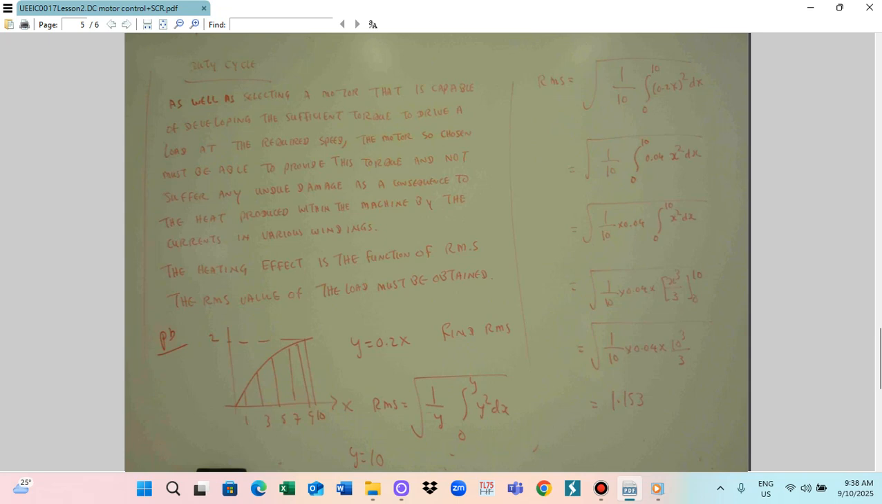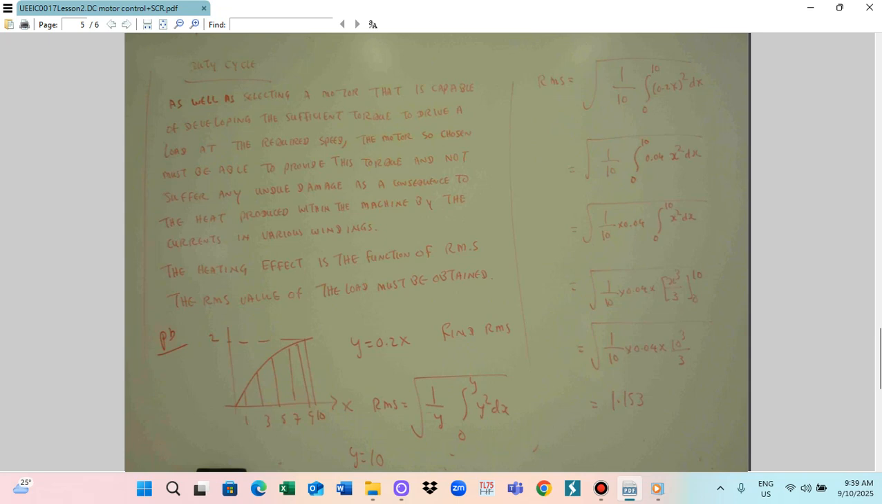So this RMS value equation is the formula. RMS value is the square root of 1 by y, integration 0 to y, y square dA. So this is the equation to calculate. Then 1 by y means how many total divisions. Total division is 10 divisions. So total 10 divisions, and this is for the y square.